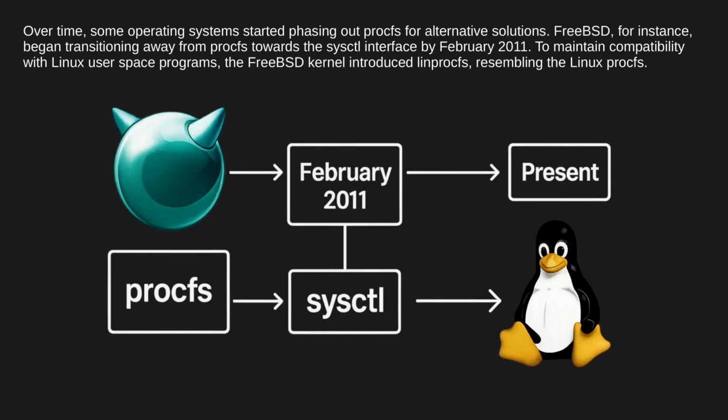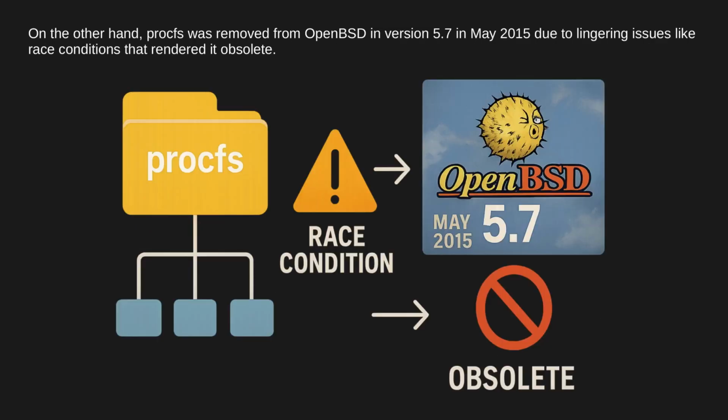Over time, some operating systems started phasing out procfs for alternative solutions. FreeBSD, for instance, began transitioning away from procfs towards the sysctl interface by February 2011. To maintain compatibility with Linux user space programs, the FreeBSD kernel. On the other hand, procfs was removed from OpenBSD in version 5.7 in May 2015 due to lingering issues like race conditions that rendered it obsolete.